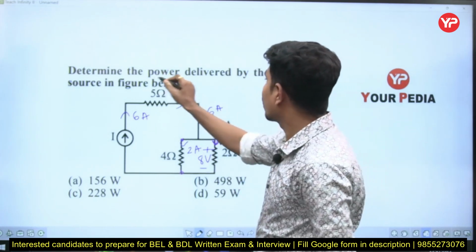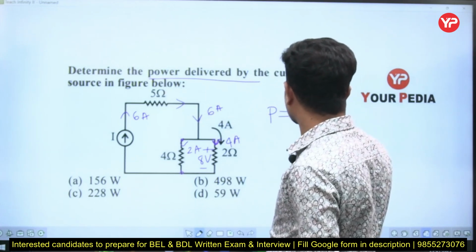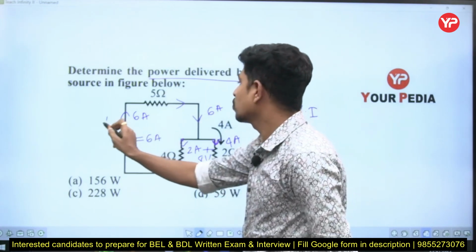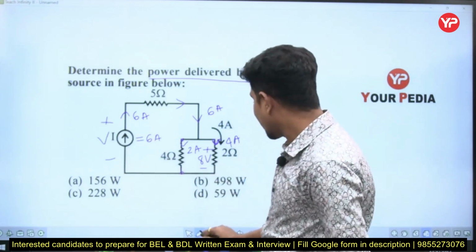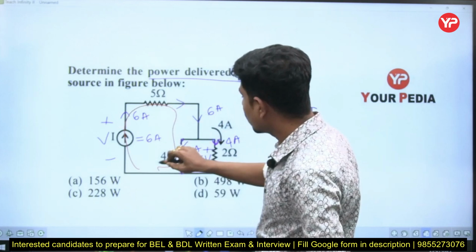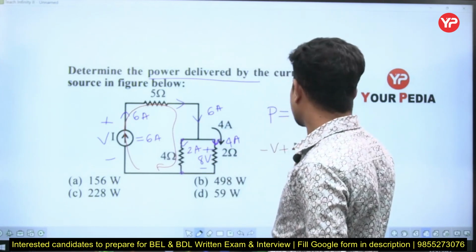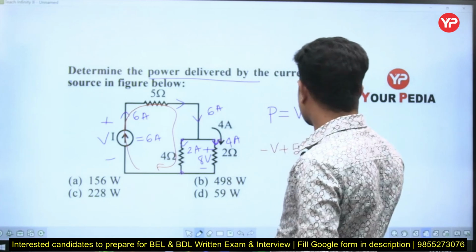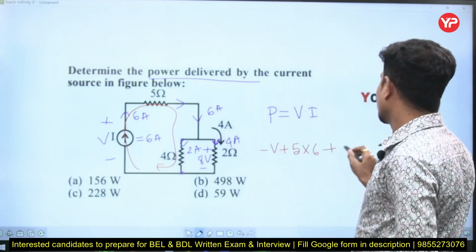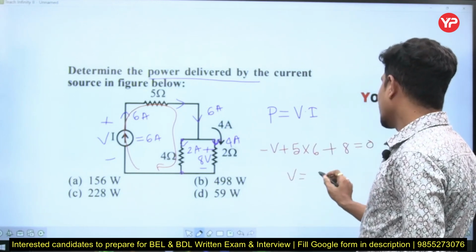It is asking for power delivered. Power is equal to voltage into current. The current is 6 amperes, but we want its voltage V. Write the KVL this way. The voltage across the current source we don't know. Minus V plus 5 into 6, plus 8 volts, which is 4 into 2, equal to 0. So V is equal to 38.